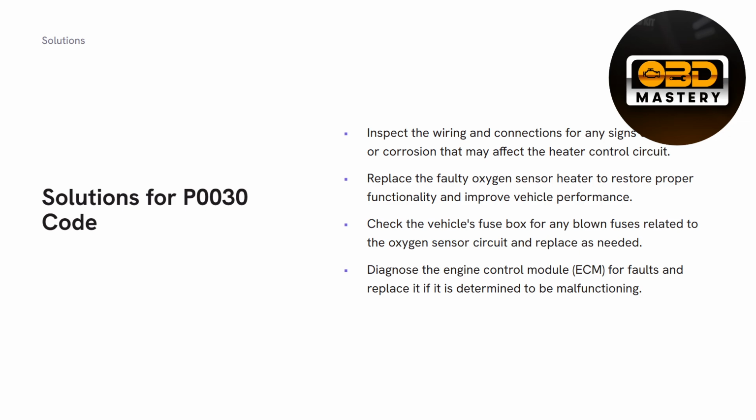Now, solutions for the P0030 code. You're going to want to inspect the wiring connections for any signs of damage or corrosion, and replace the faulty oxygen sensor heater to restore proper functionality. You're also going to want to check the vehicle's fuse box for any blown fuses. Next up is diagnosing the ECM for any fault and replacing it if it is determined to be malfunctioning. So that is the P0030 code. What exactly are the causes, symptoms, and solutions? Hopefully this gives you some insight before going forward and fixing the problem with your car.